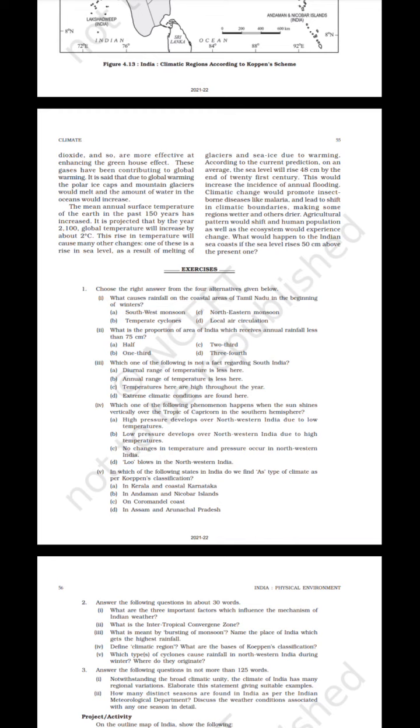Which one of the following is not a fact regarding South India? Diurnal range of temperature is less here. Annual range of temperature is less here. Temperatures here are high throughout the year. Extreme climatic conditions are found here.